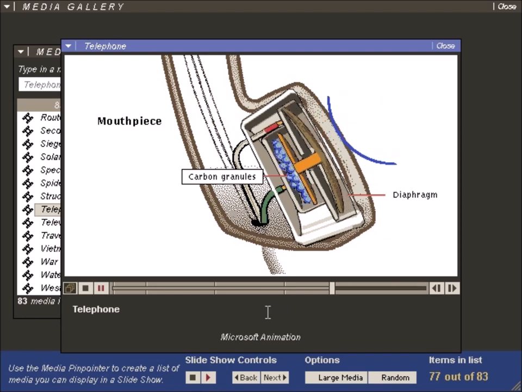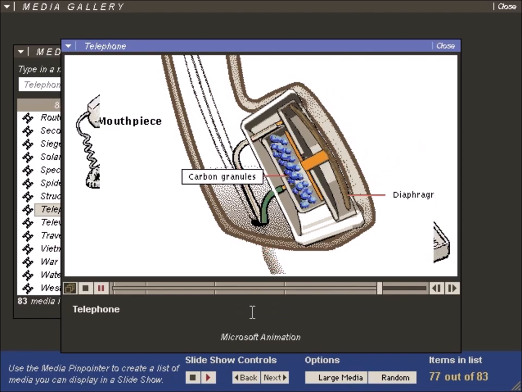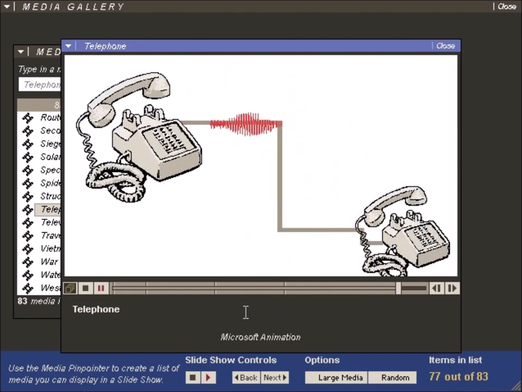High pressure causes the granules to pack more tightly together, resulting in more current. Under less pressure, the particles move apart and less current flows. The variation of current sends your voice down the phone line so that you may reply.